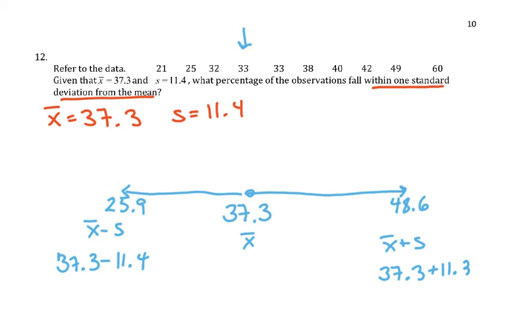Well, I can't include 25 because 25 is somewhere over here, right? But I can include 32, and I can go all the way up to 42. So I have 1, 2, 3, 4, 5, 6 out of how many? How many are there? There are 1, 2, 3, 4, 5, 6, 7, 8, 9, 10. So 6 out of 10 times 100 to get a percentage is 60%.